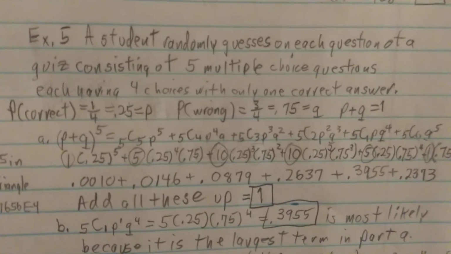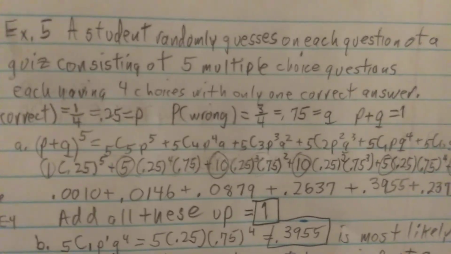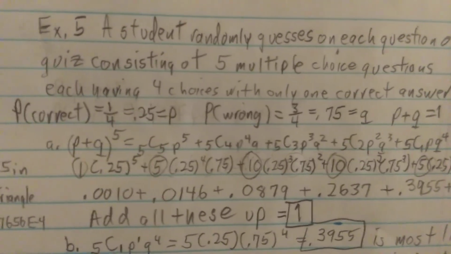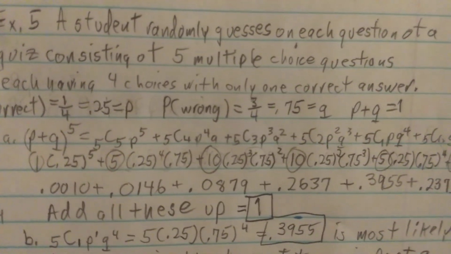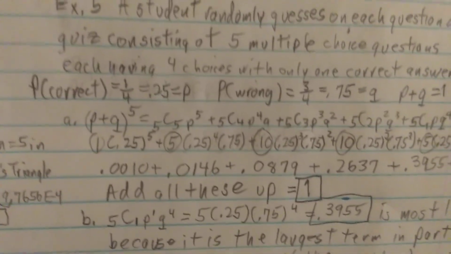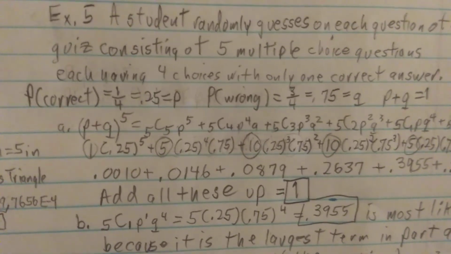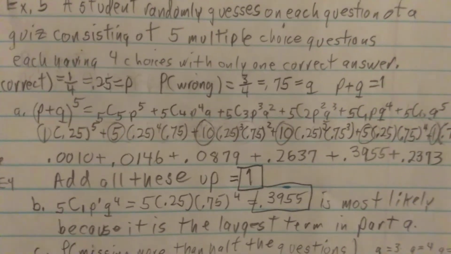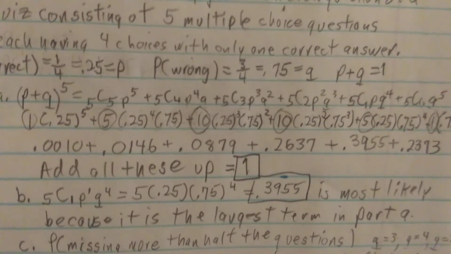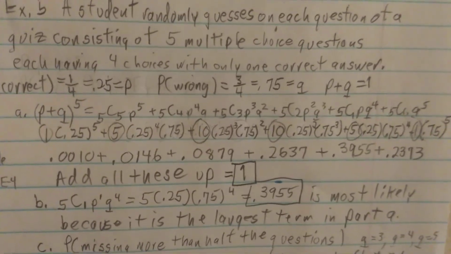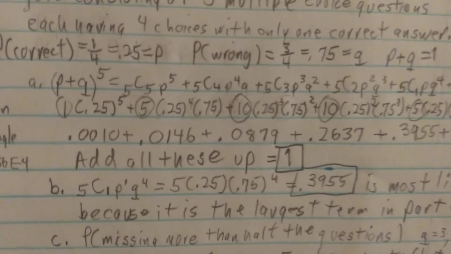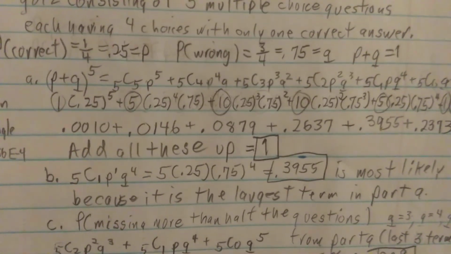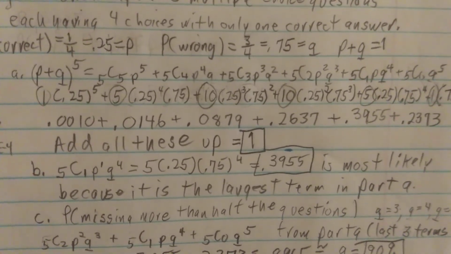Now example 5, a student randomly guesses on each question of a quiz consisting of 5 multiple choice questions, each having 4 choices with only one correct answer. So the probability of a correct guess would be 1 out of 4, or 0.25 for p, and the probability of a wrong guess would be 3 out of 4, or 0.75 for q, so that p plus q equals 1. Now we're going to look at all the parts of p plus q to the fifth and see that they all add up to 1. That's what we're doing this for.